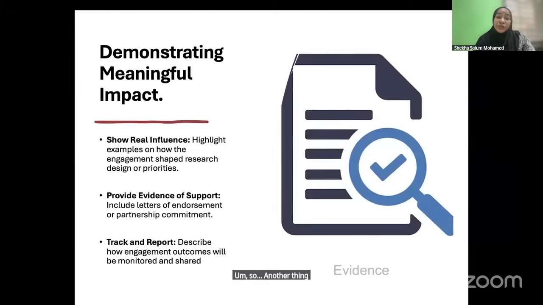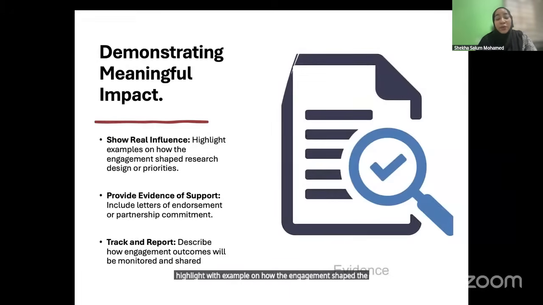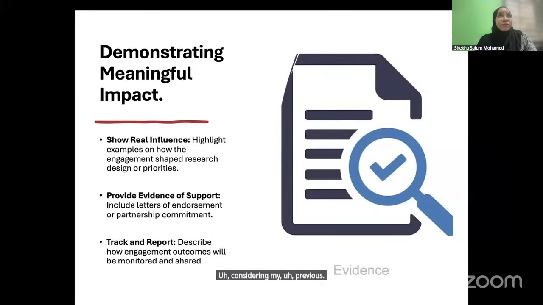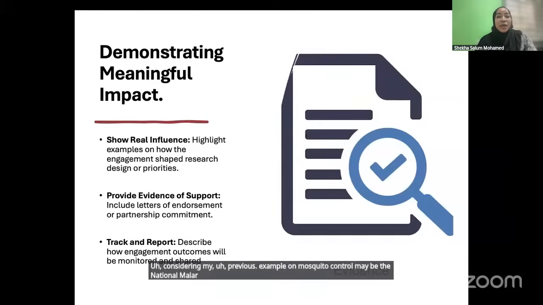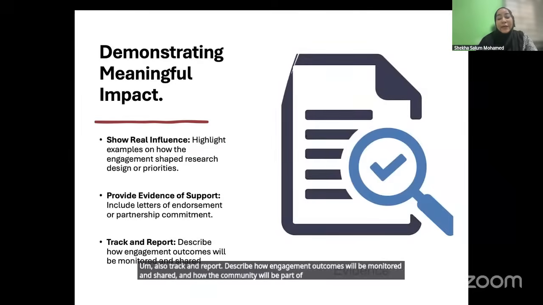Another thing, it's important to demonstrate meaningful impact: show the real influence, and highlight with examples how the engagement shaped the research design or priority. Also provide evidence of support. Considering my previous example on mosquito control, maybe the National Malaria Program gives a letter of support, or you show a partnership commitment. Also track and report. Describe how engagement outcomes will be monitored and shared, and how the community will be part of it.